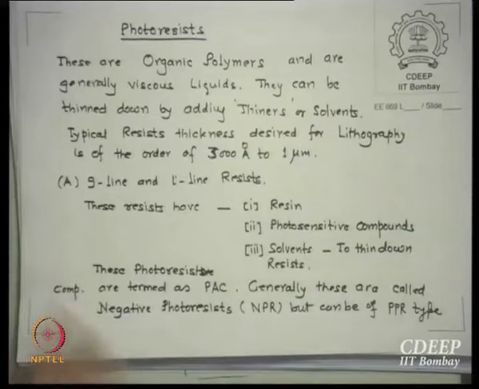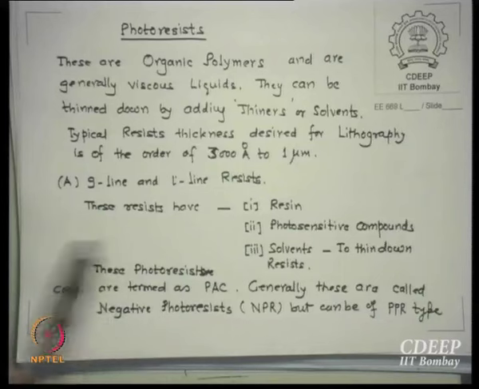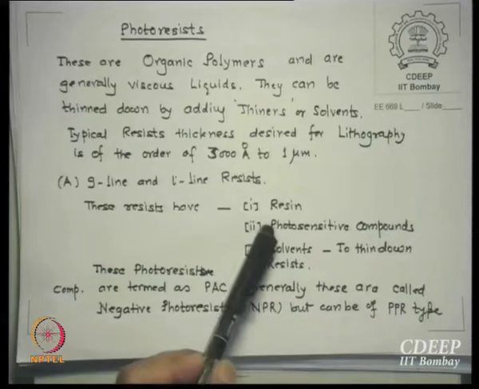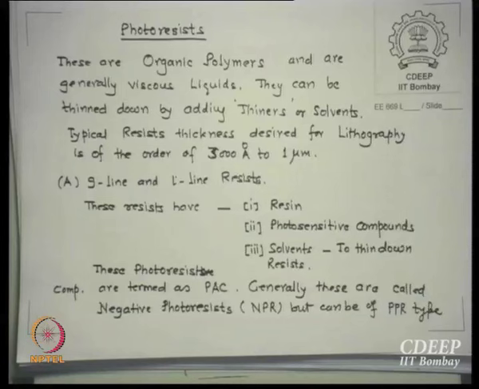So these are the two line resists used earlier. What are the problems with them? All these resists contain three things. One is resins, the other is photosensitive compounds, and the third, for thinning down, is solvents, in which they dissolve. Some of the resins have built-in photosensitive material inside them. They themselves are photosensitive. Whereas in most cases it's not so. Resins are neutral, so you add a compound which is called PAC. We'll see what that PAC is.